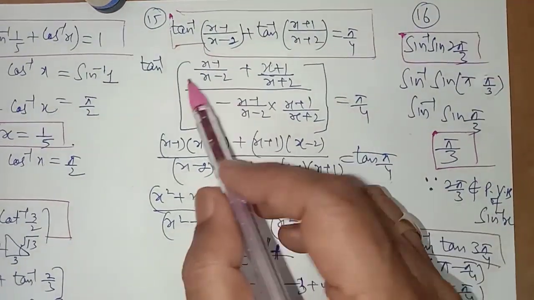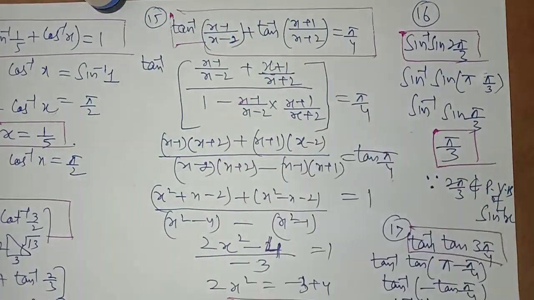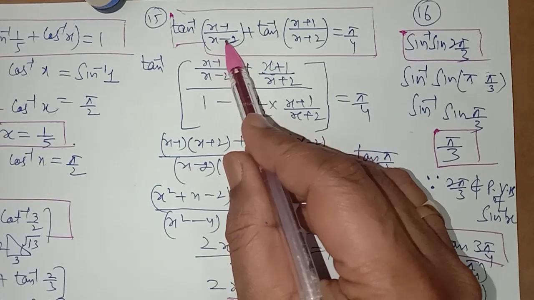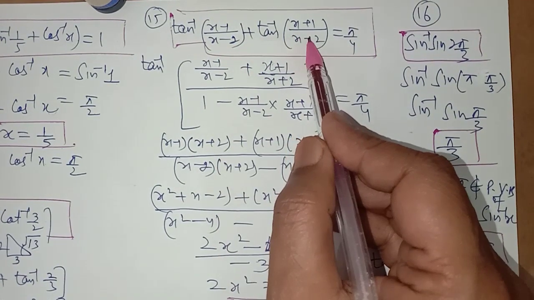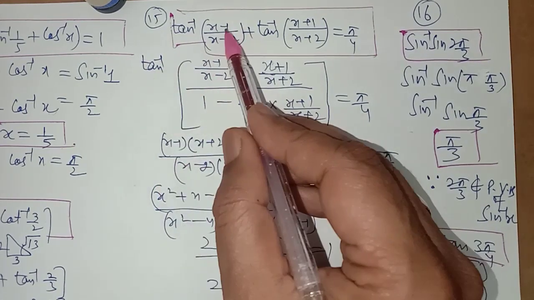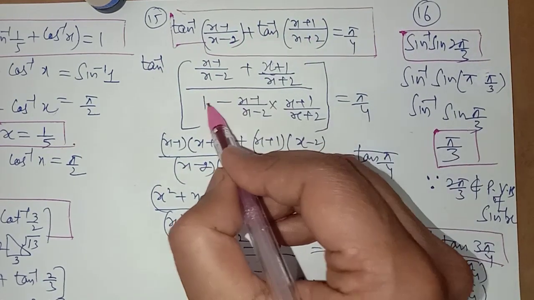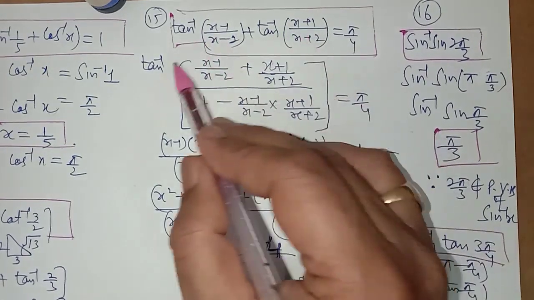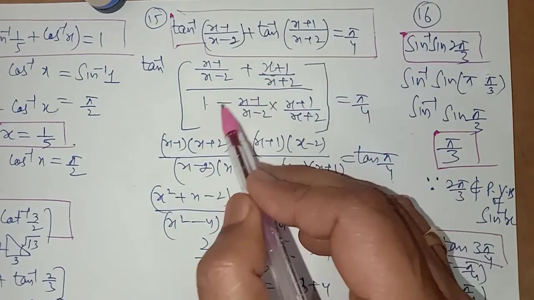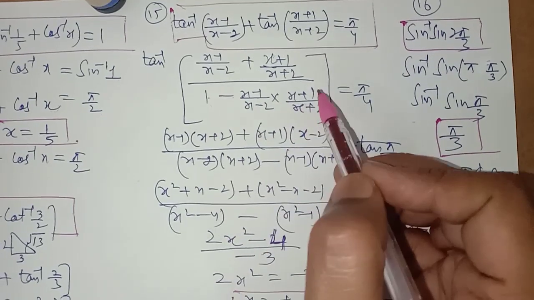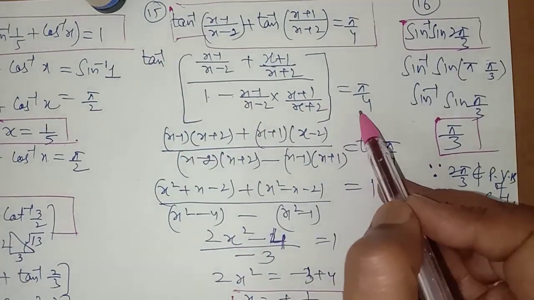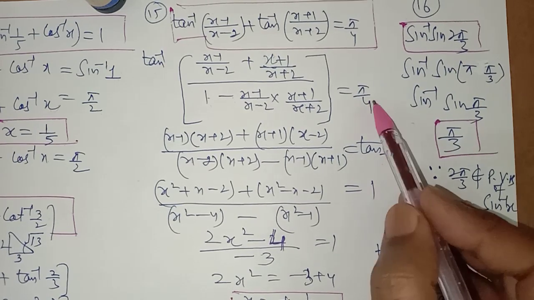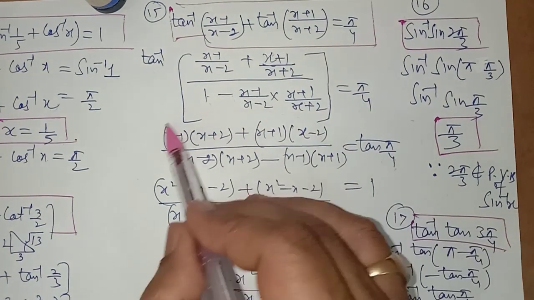Now this is the important question number 15. You have to solve it. Solve it means you have to find the value of x. So simplify the left hand side. Tan inverse x plus tan inverse y formula is tan inverse of x plus y upon 1 minus x into y. Now if you take tan inverse to the right hand side, it will become tan 45. Tan 45 is 1.